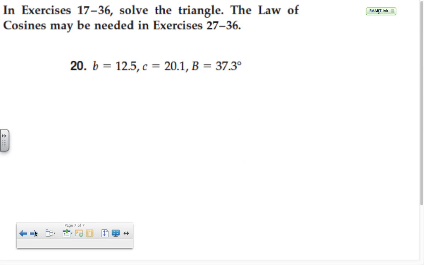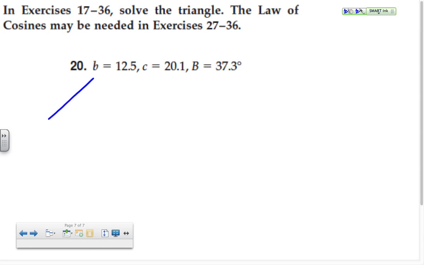Okay, last example, and this unfortunately is the longest one. I have this triangle, and b is 12.5, c is 20.1, and capital B, the angle, is 37.3. So this is one where I have to test and see. I have to actually solve it twice to make sure that I have taken care of all of my stuff.